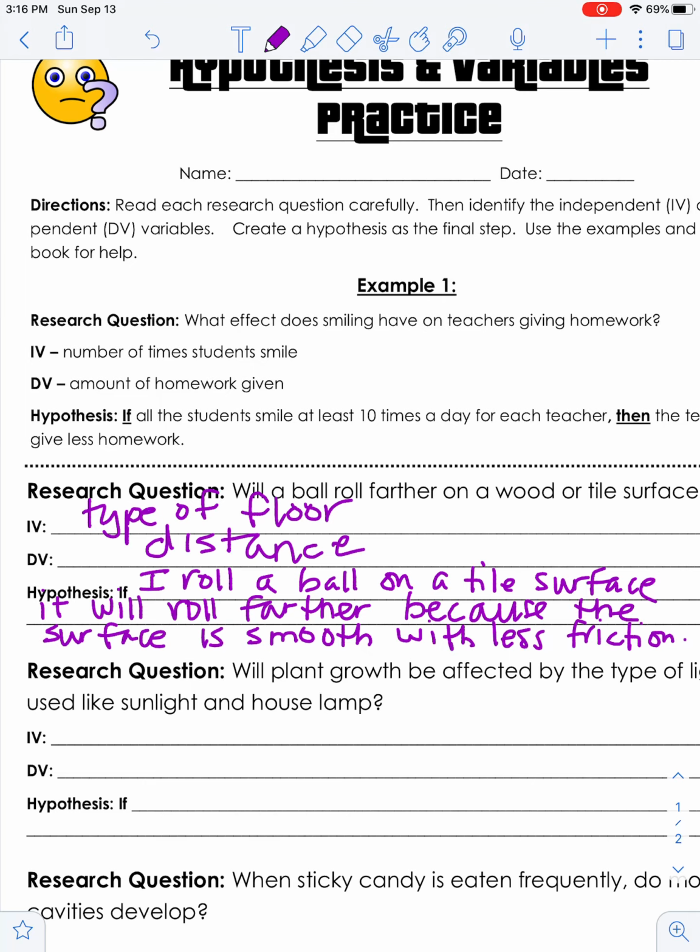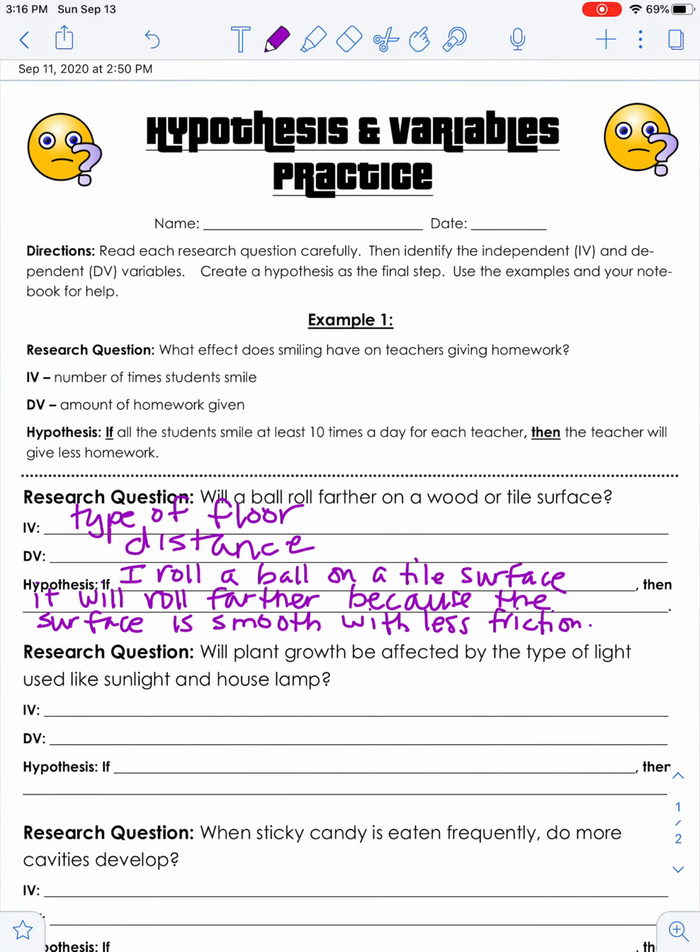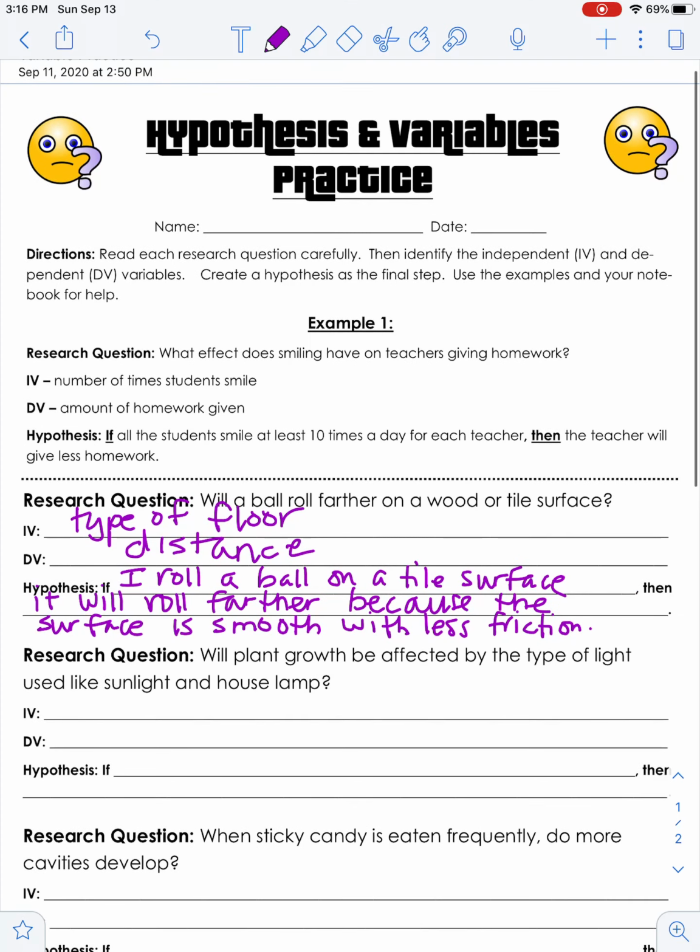Will plant growth be affected by the type of light used, like sunlight and house lamp? So what I am purposely changing between these two will be the type of light. What I am going to be measuring is plant growth. So now I'm going to choose a side. I'm either going to choose sunlight or house lamp. I'm going to choose sunlight.